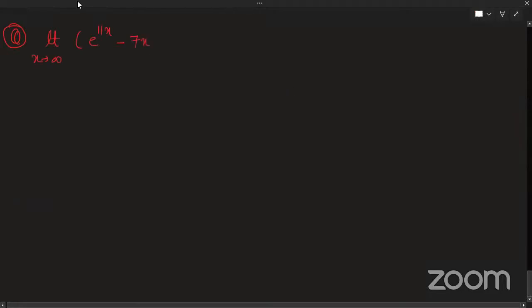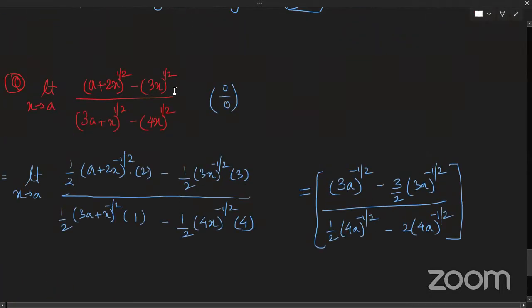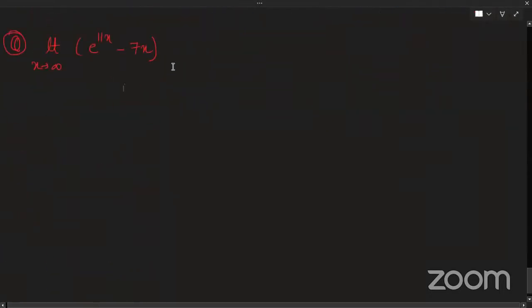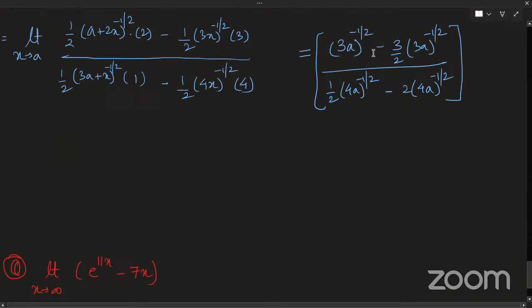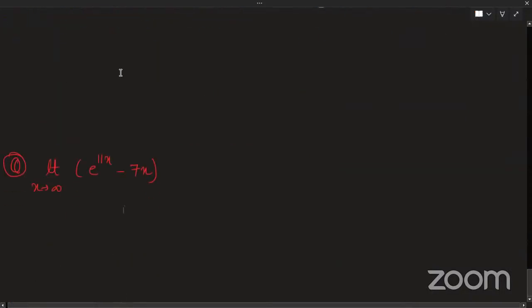Limit x tends to infinity, e raised to 11x minus 7x. Final answer 2 by 3 root 3. Okay, 2 by 3 root 3. Great. You can just do the calculation on your own. I won't be helping you with the calculations. You can see whatever it becomes.